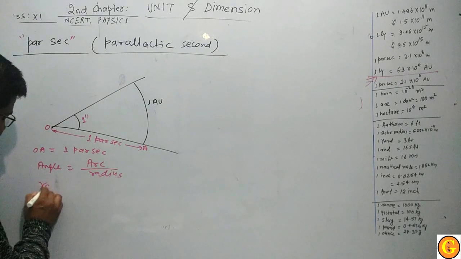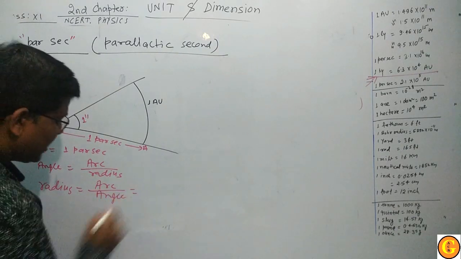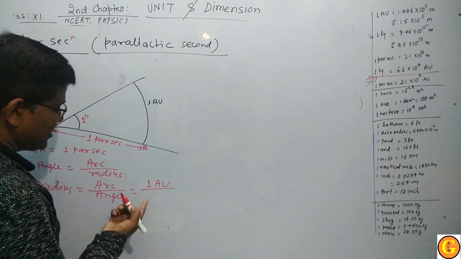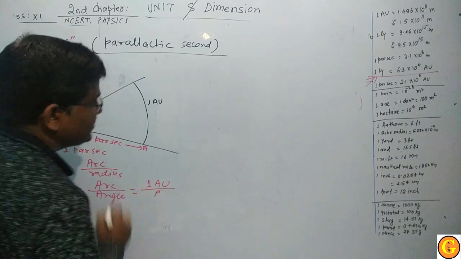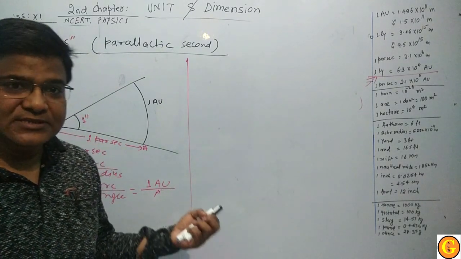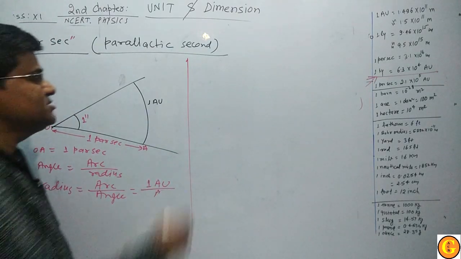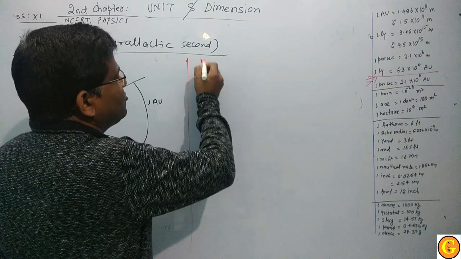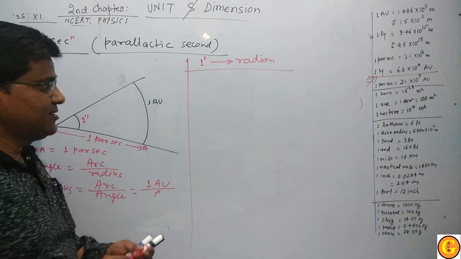And if you want to find the value of radius, then you must divide arc by angle. And arc is 1 astronomical unit. And angle is what? Angle is 1 second. This is very important. Then in class 11, 1 or 2 questions are asked from this topic unit, and one most important question is conversion of 1 second into radian. You must remember how it is converted.